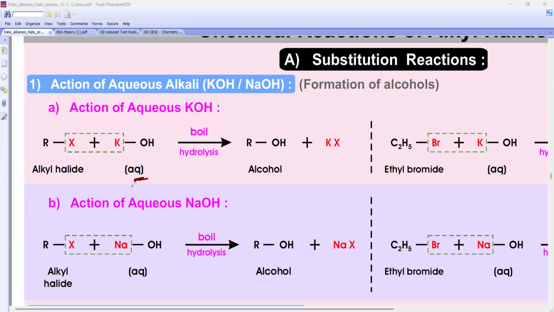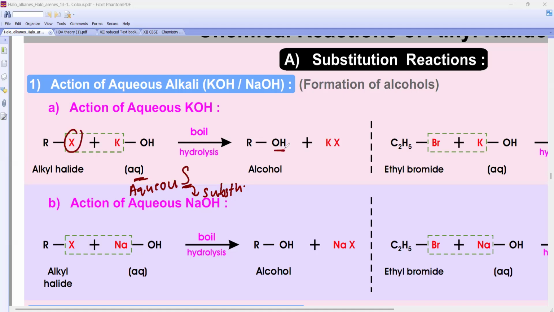And I've told you, like I generally tell my students, whenever aqueous, S is there at the ending, so what will it be? Substitution. Whenever you take aqueous, it will be substitution. So aqueous NaOH or KOH I have taken. So what is happening? This X is replaced by whom, beta? OH. So I'm getting alcohol.